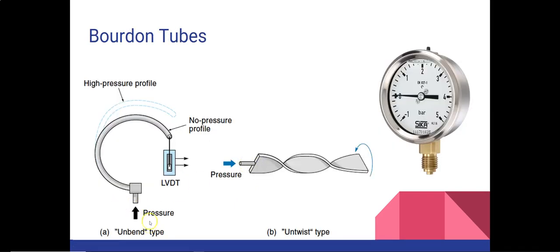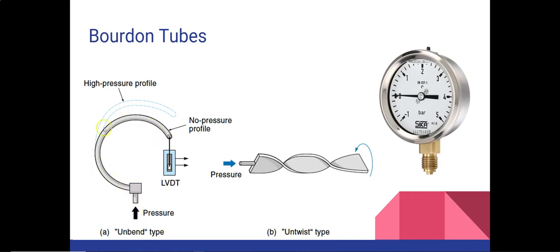So here you see two types of Bourdon's tube. One is the bent type and another one is the twisted type. And this Bourdon's tube is a short tube which is closed at one end. So you can see this end is closed, and similarly here this end is closed. From the other end, you will send the pressure, and similarly here the pressure will go from here.